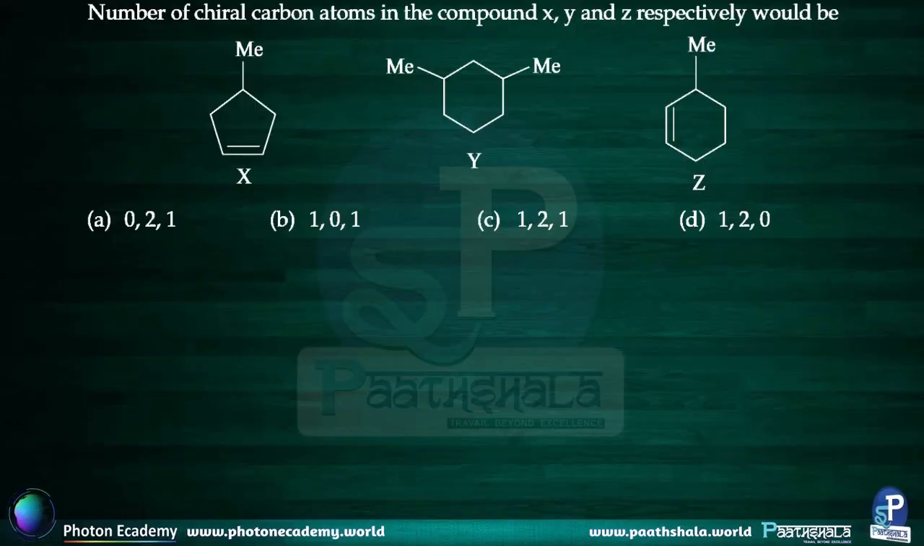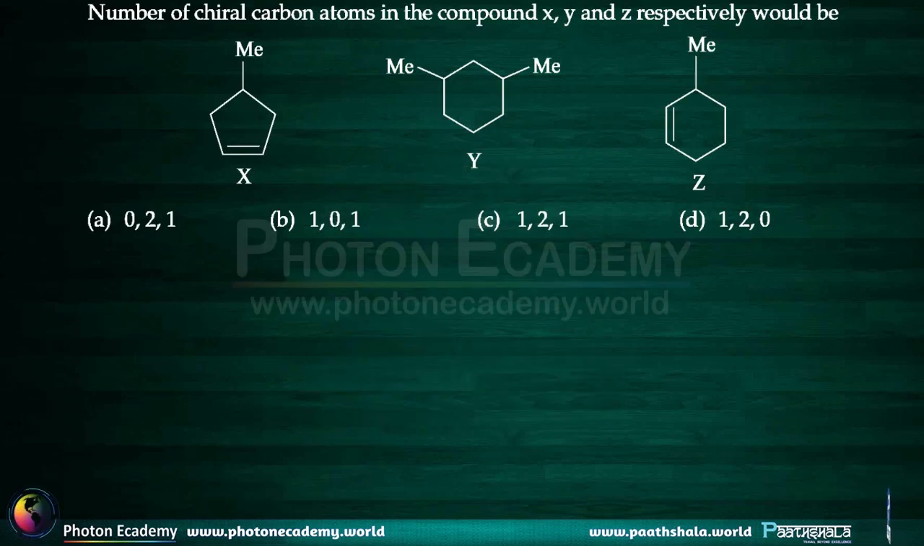Here we have been asked to find the number of the chiral carbon atoms in the compounds X, Y and Z respectively. Now, it is very important to understand the basic concept. The basic concept in these types of questions says that a chiral carbon atom is an sp3 hybridized carbon atom to which four unique groups are attached.